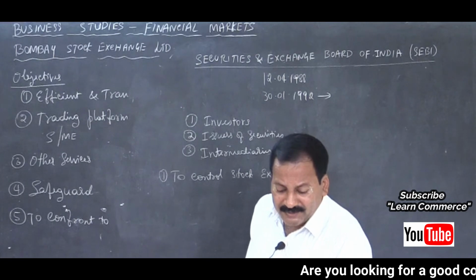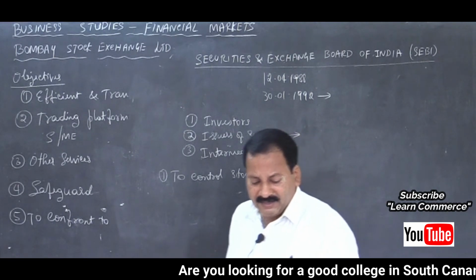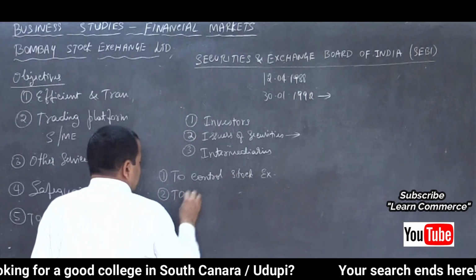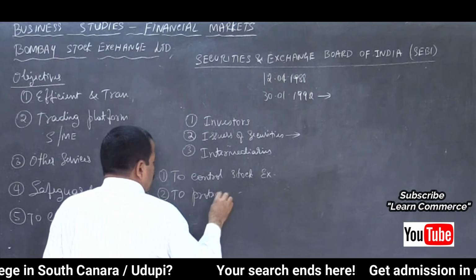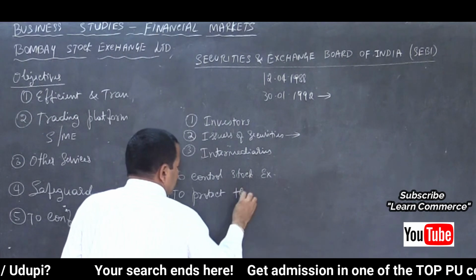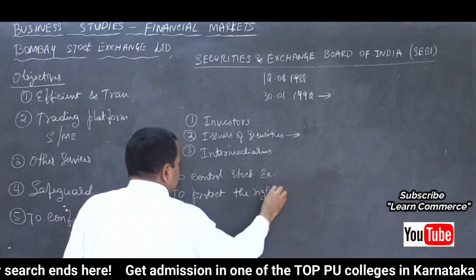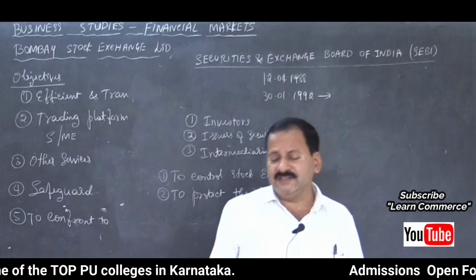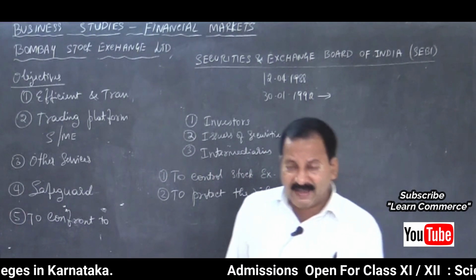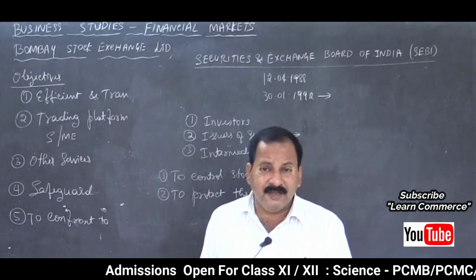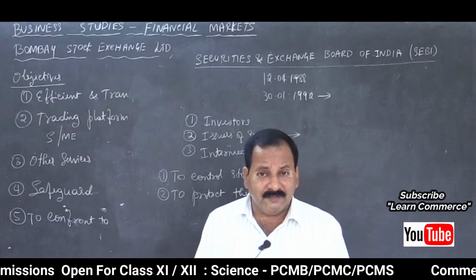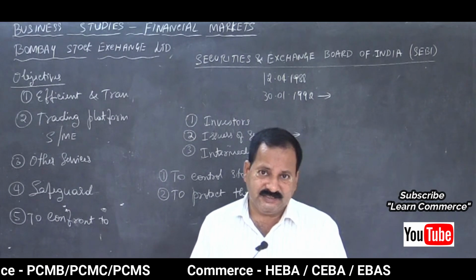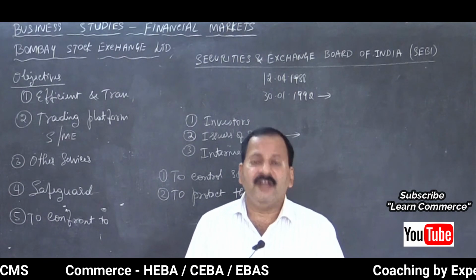Second one is to protect the rights of common individuals. What do you mean by this? Common individuals in the sense the people who invest, the ordinary man, the common man, isn't it? The people who save their money, who want to invest, who want to get back their money without much risk and some sort of return on the investment.